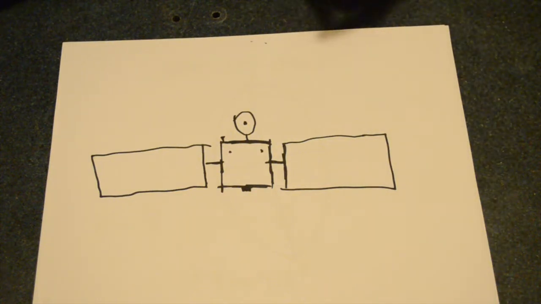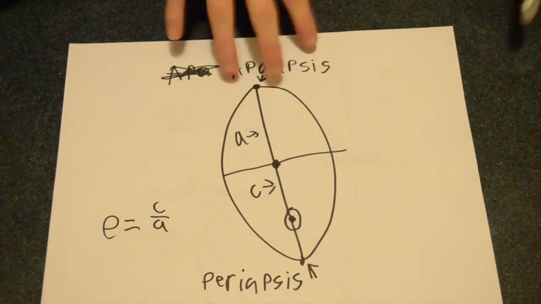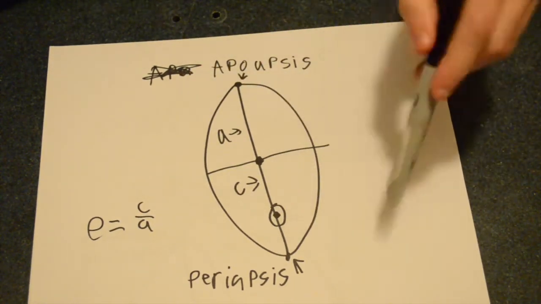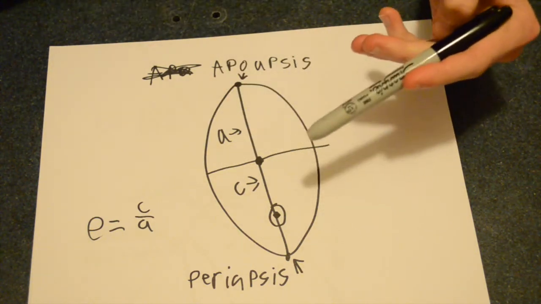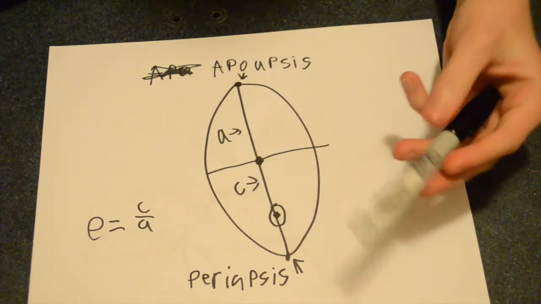Let's say you're going to put a satellite into space and you need to know where it's going to be, or you want to know where a planet is going to be around the sun. You need to know its orbit. Now, here I've drawn a picture of an orbit, and I'm going to define the shape of the orbit here.